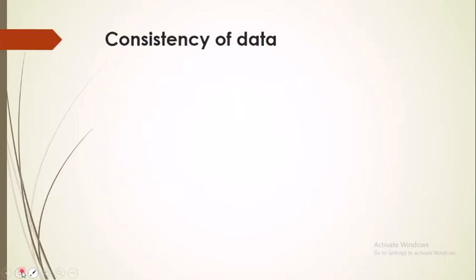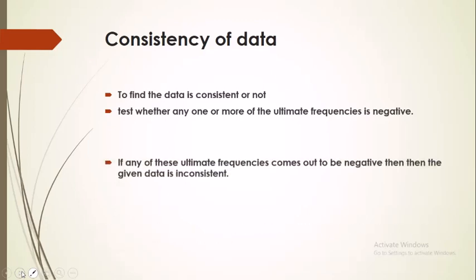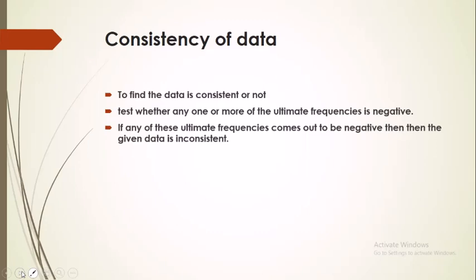Before moving on to studying the association between two attributes, let us have a look at the consistency of data. In order to find out whether the given data are consistent or not, we have to apply a very simple test. The test is to find out whether any one or more of the ultimate class frequencies is negative or not. If none of the class frequencies is negative, we can safely conclude that the given data are consistent, that is, the frequencies do not conflict in any way with each other.